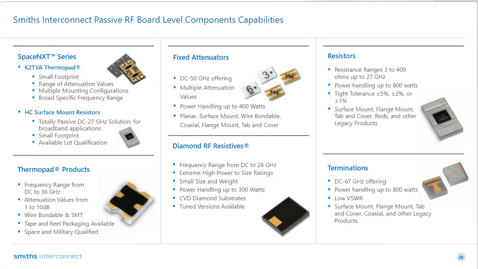So, our RF products include many different products here. We continue to grow our Space Next series of products consisting of qualified products that can be offered with or without additional testing. Multiple products in this series are pre-qualified for space in various frequency bands and product series. The thermopads and fixed attenuators in the same footprint give the designers ultimate flexibility in design choice, offering products from DC to 50 gigahertz.